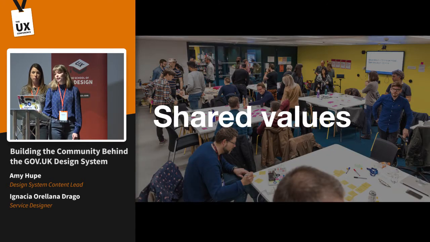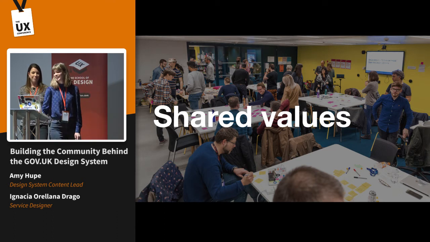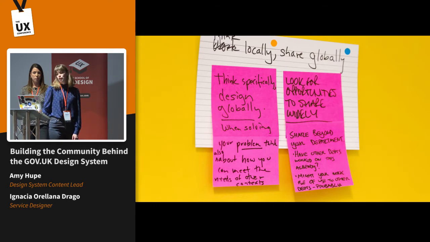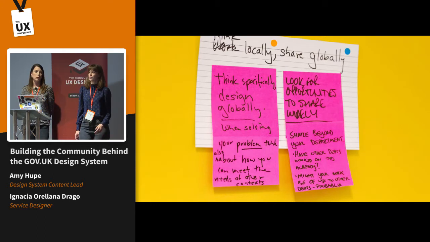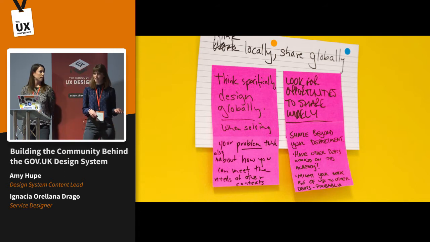And finally, we've created community principles together. So we can all work towards the same goals, understand how different departments and disciplines can work better together, and it gives the community a sense of shared values, which reminds me of the talk that Rachel just gave. An example of one of those values that came out of these workshops was about thinking locally, but sharing globally. That means designing in context for specific user needs, but then looking for opportunities to share your work more widely for the benefit of others.